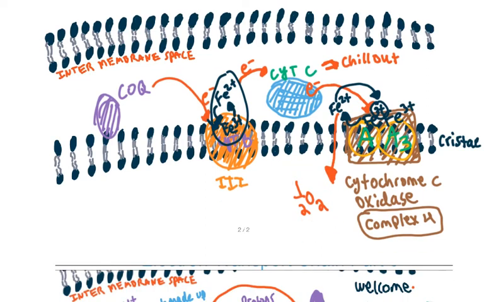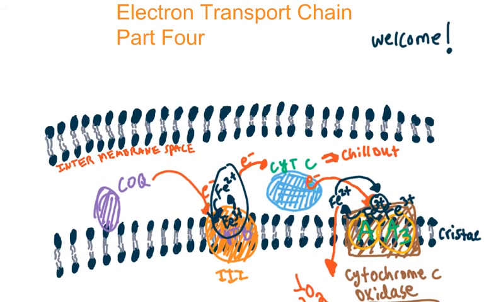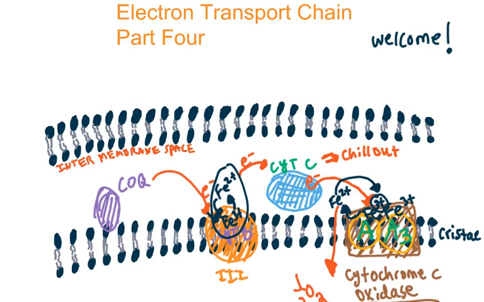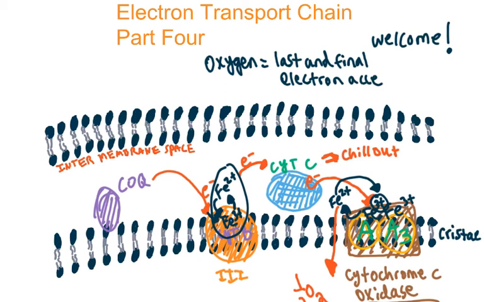So again, what do we see here? That oxygen is the end. Complex 4 is the last complex before we pass on electrons. Oxygen is going to be the last electron acceptor of the electron transport chain. That's why we need to breathe oxygen, right? We can't really make ATP without oxygen being there, because we need oxygen to be our last and final electron acceptor in the electron transport chain.